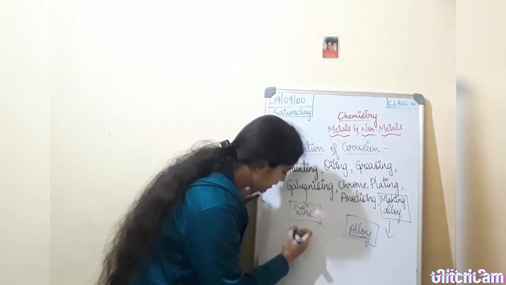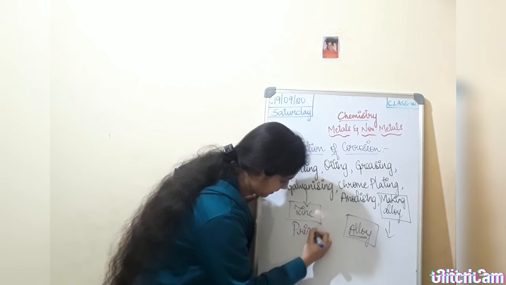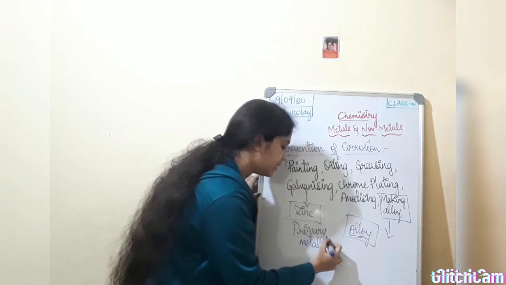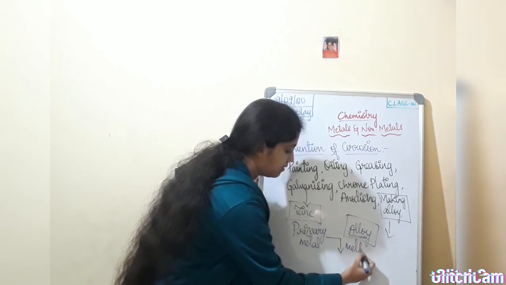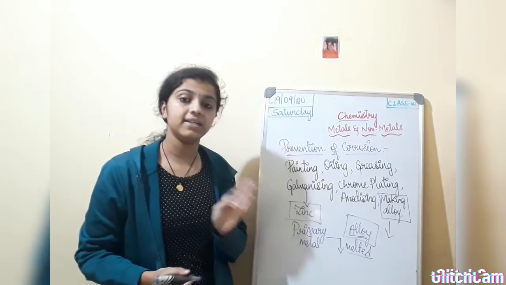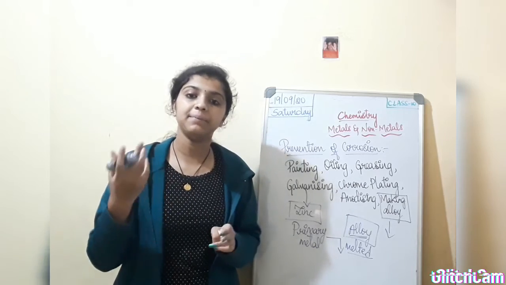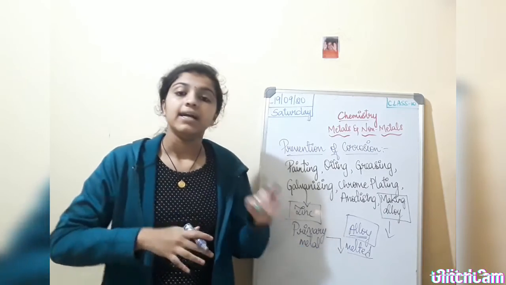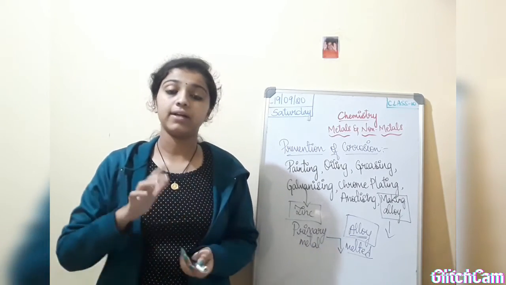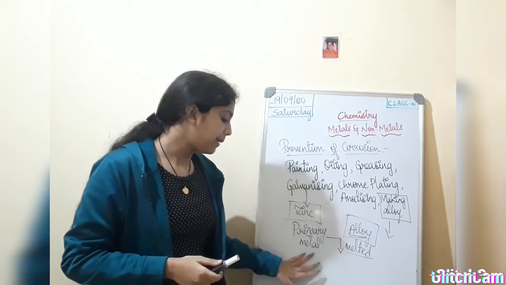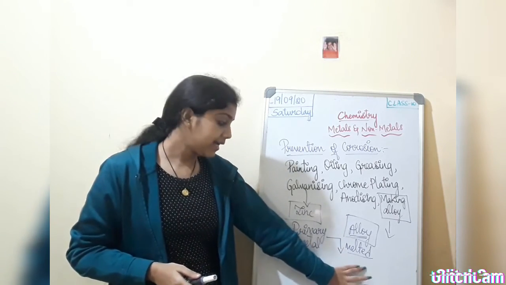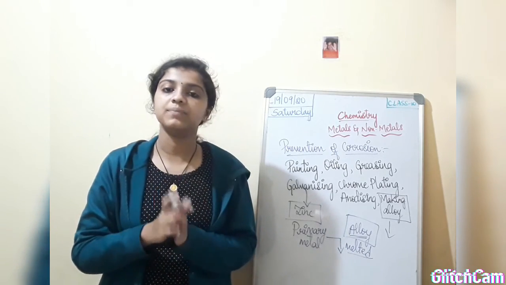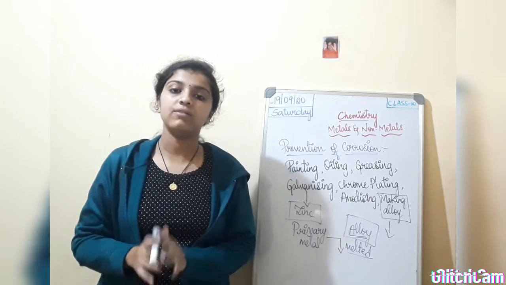So how is an alloy made? Firstly, the primary metal is melted. Then the other metal or non-metal is added to it in definite proportions, and then this is made to cool down to room temperature. This is how alloys are made.